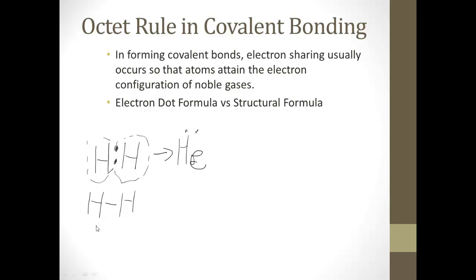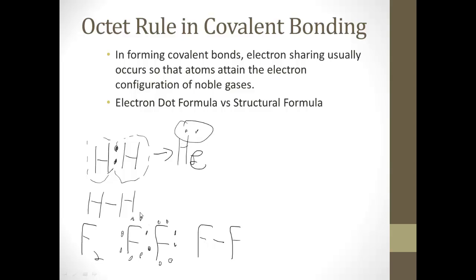So if we have fluorine, which you also saw in the last video, it's F2, which is F with its seven electrons, and now here's the other one with its seven electrons, and they share. Each fluorine has 8 electrons around it. It can also be drawn like so. So they're looking to follow the octet rule to look like the noble gas. The hydrogen helium one is kind of an exception. It's looking like the noble gas, but right in that first shell, there's only room for the two electrons.